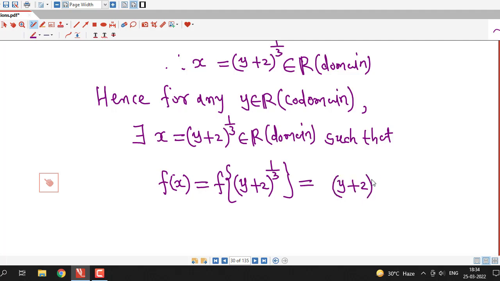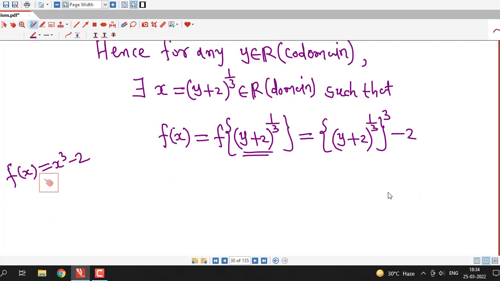f(x) is given by x cube minus 2. Therefore we have to take the cube of this minus 2. The definition of the given function is that the image of x is the cube of x minus 2. Instead of x we have (y plus 2) raised to 1 by 3, so we take the cube of (y plus 2) raised to 1 by 3 minus 2. So we are using the definition of the given function. (y plus 2) raised to 1 by 3 into 3, that is y plus 2, and minus 2. So we can see that f(x) equal to y. So this shows that our function is onto.